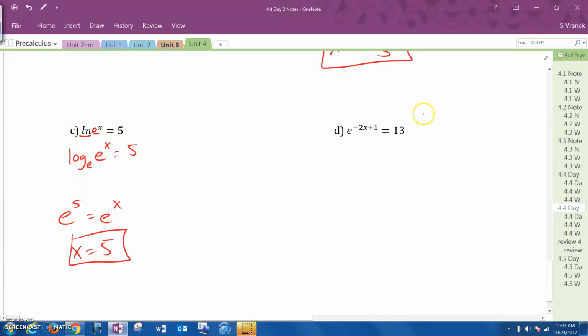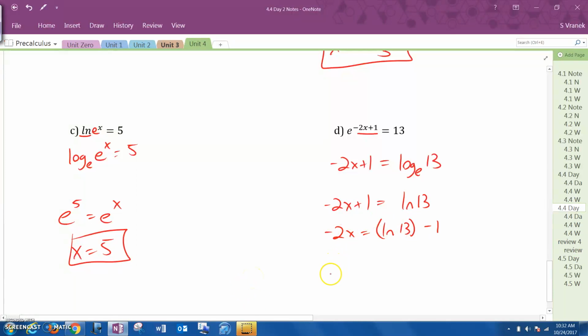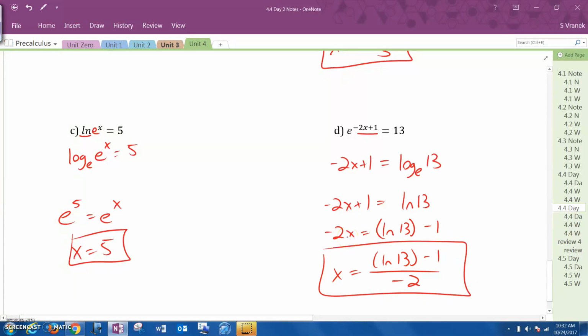Here we're going to rewrite it the other way. The exponent is negative 2x plus 1. That's going to equal log of base e of 13. So if I rewrite that in the correct form, log base e is natural log of 13. And now I solve. Negative 2x is equal to natural log of 13 minus 1. Do not subtract 13 minus 1. Those don't go together. In fact, if you're afraid you're going to do that, just put parentheses around natural log of 13 because it's a number. And then x is equal to natural log of 13 minus 1 all over negative 2. And that would be the exact answer without using your calculator.